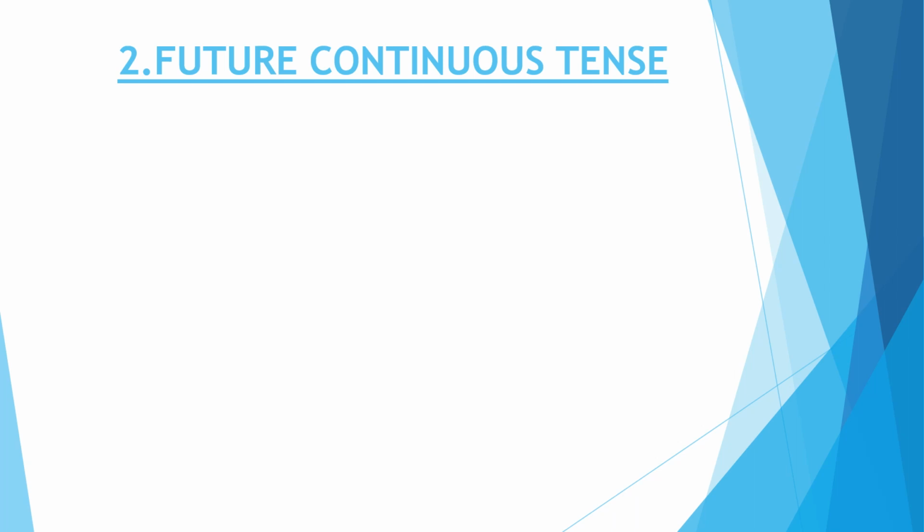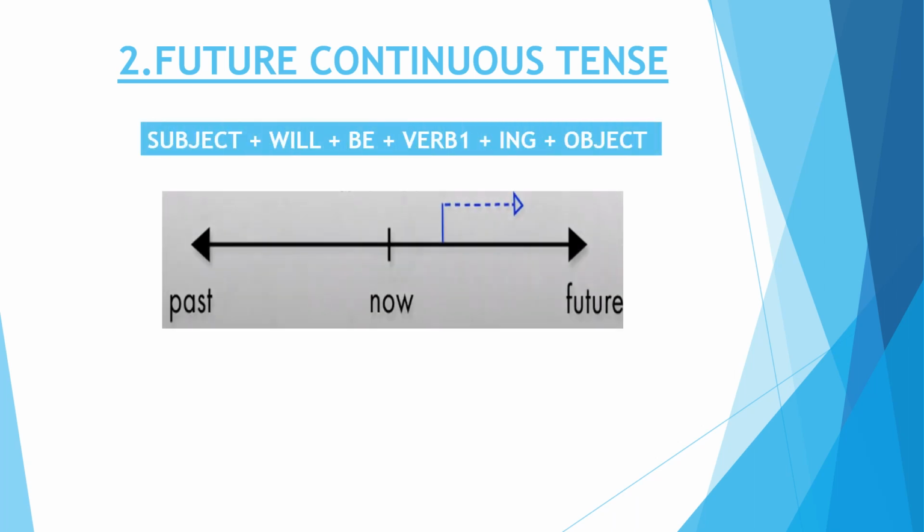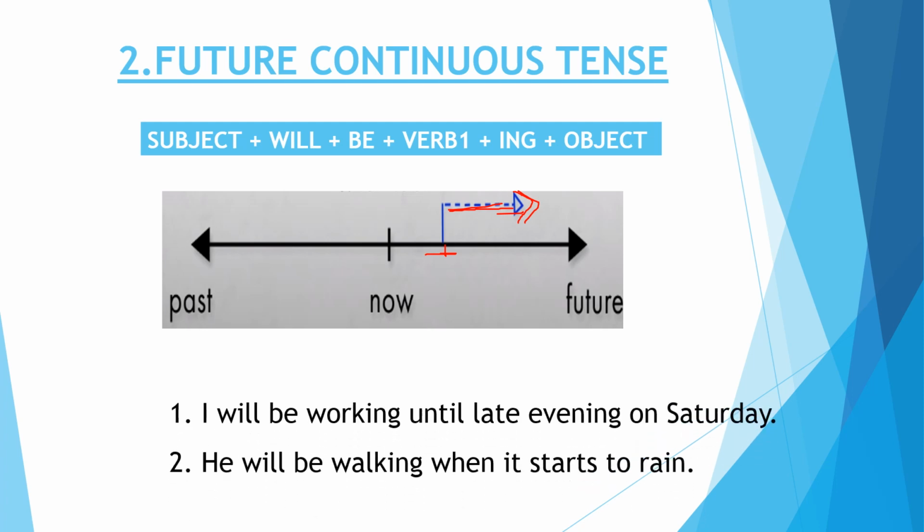Talking about the future continuous tense. Future continuous tense indicates an action. See here on the timeline. It talks about an action that is in the future and will be in progress at some time in the future. So it talks about an action that is going to happen in the future and will be in progress for some time. Let's see an example. Here also, with subjects like I, we, he, she, it, you, they, we use will be plus verb first form with ing.